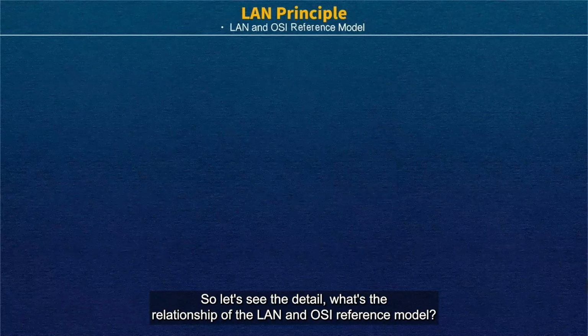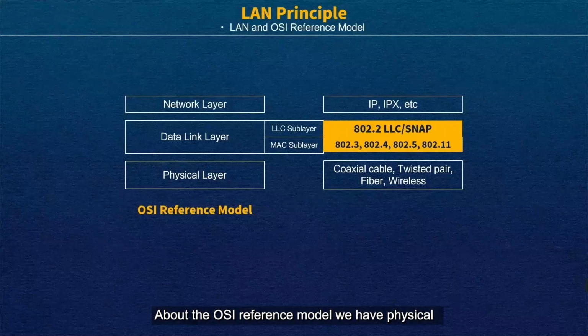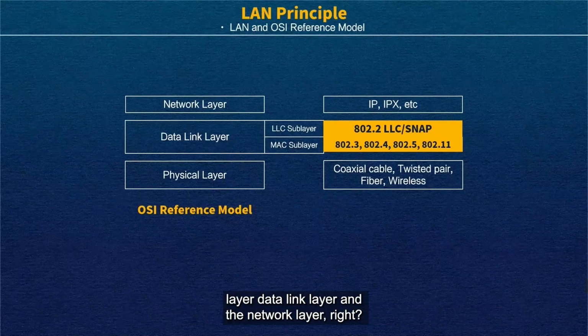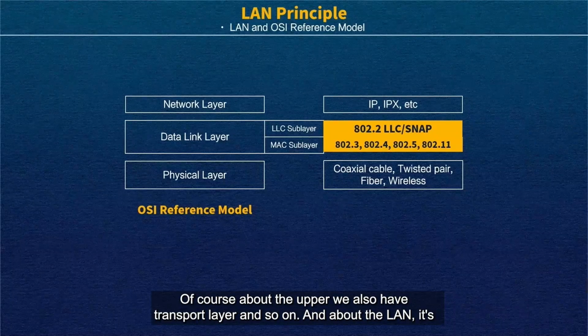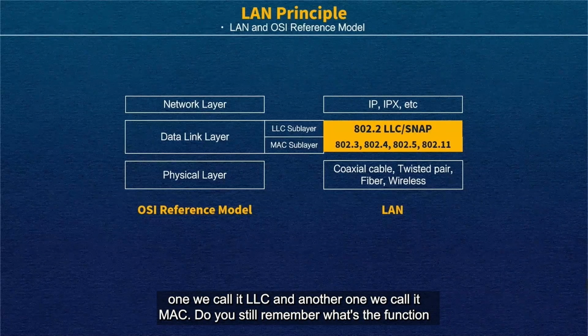So let's see the detail. What's the relationship of the LAN and the OSI reference model? About the OSI reference model, we have the physical layer, data link layer, and network layer, right? Of course, above that we also have the transport layer and so on. The LAN is located on the data link layer, and we usually divide the protocol into 2 sublayers. One we call LLC and the other we call MAC.